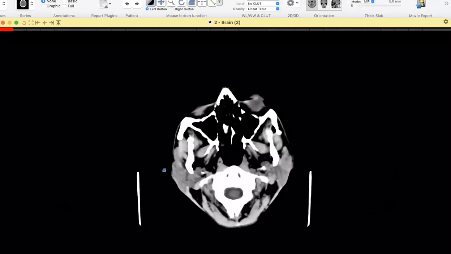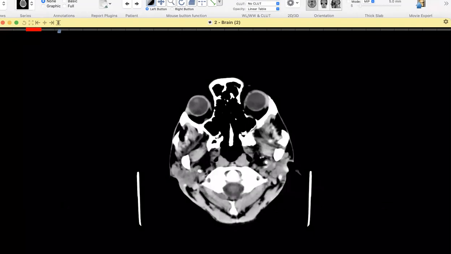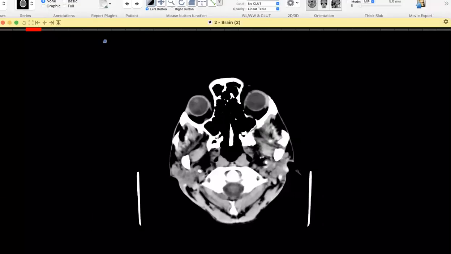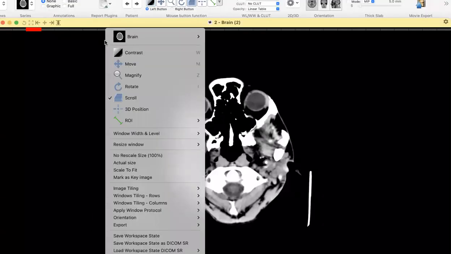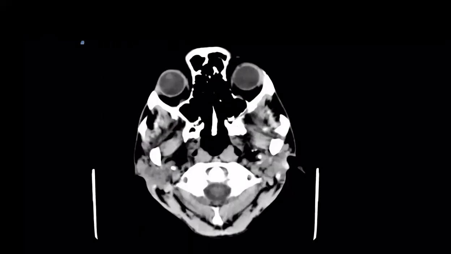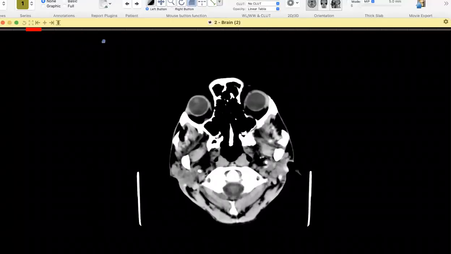So this is your next case. This patient presented with seizures. This is an axial CT brain of a patient presented with seizures. This is axial non-enhanced CT. Scrolling is also not working, sorry. I think I'll just scroll for you.